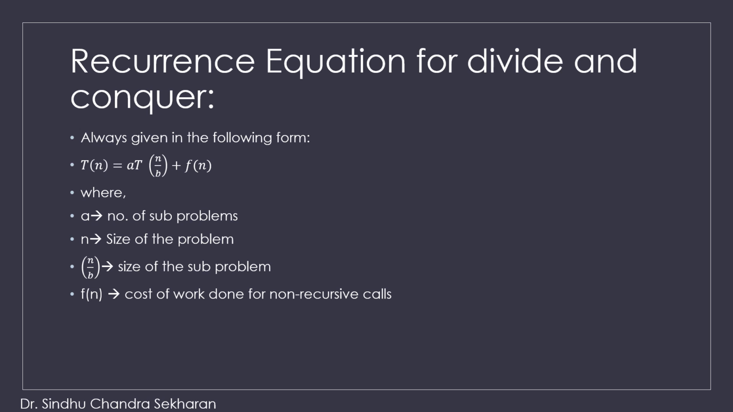Here, a is the number of sub-problems. If I have a problem and I'm going to divide it into two parts, then this is going to be 2T(n/b). n is the actual size of the problem. So if I have 20 numbers to be sorted, this n is going to be 20. n/b is the size of the sub-problem, and f(n) is the cost of work done for all the non-recursive calls.